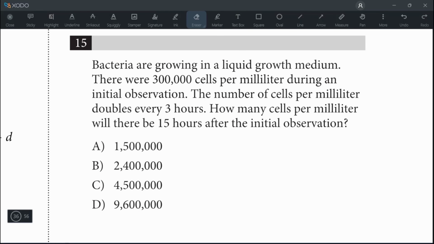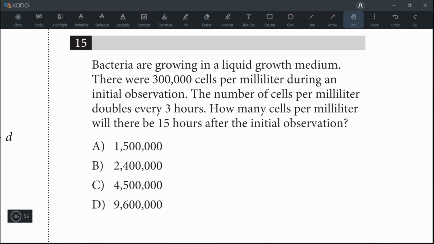Question number 15. Bacteria are growing in a liquid growth medium, and there were 300,000 cells during an initial observation. The number of cells per milliliter doubles every 3 hours. How many cells per milliliter will there be after 15 hours of the initial observation?